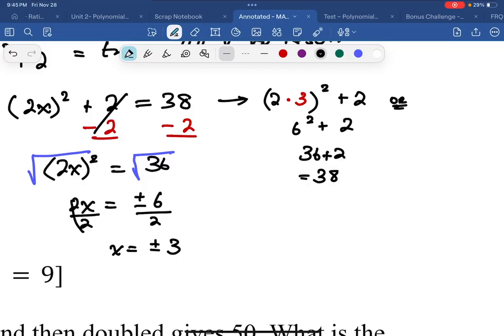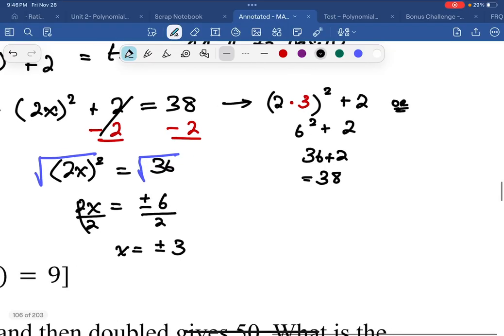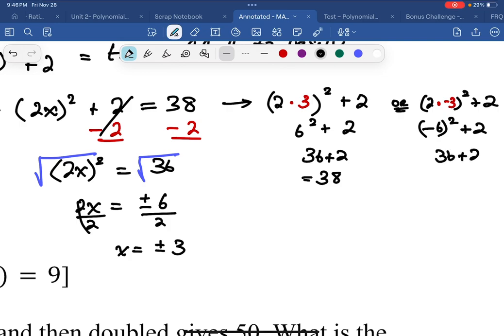Or, and that's what we wanted, so we know we did that right. All right, so 2 times a negative 3 would be negative 6 squared, which is 36, plus 2 gives you 38. It checks out in both cases.